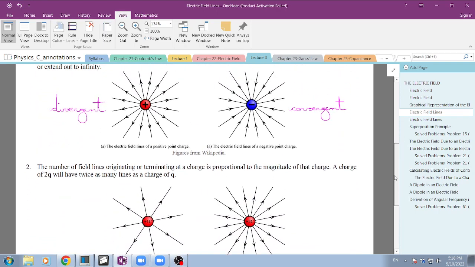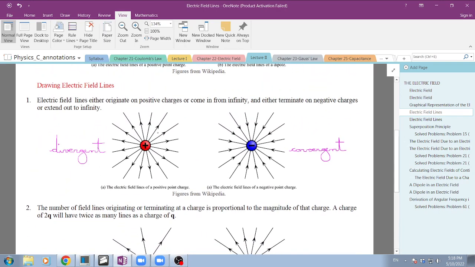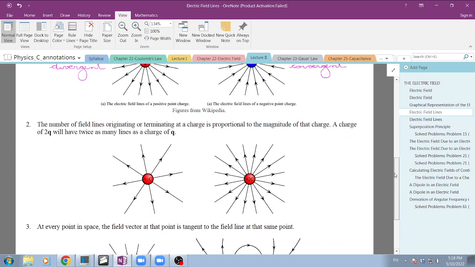So that means, either way, some people say, for example, for a positive charge, that the lines start at the charge and end at infinity, and for the negative charge it is the opposite: they start at infinity and converge to the charge. Always remember that.